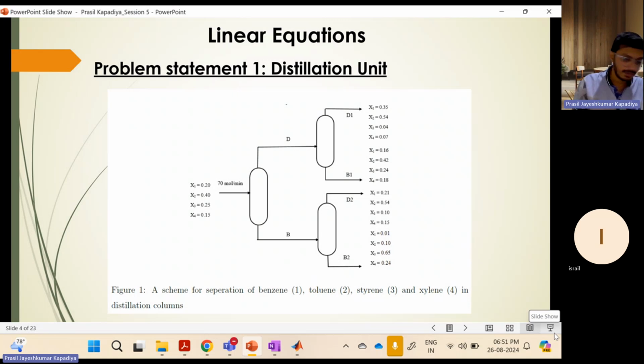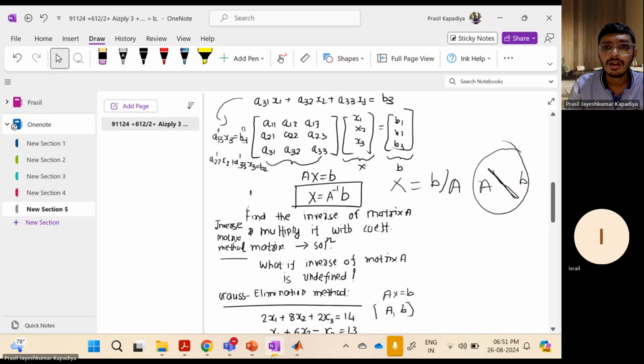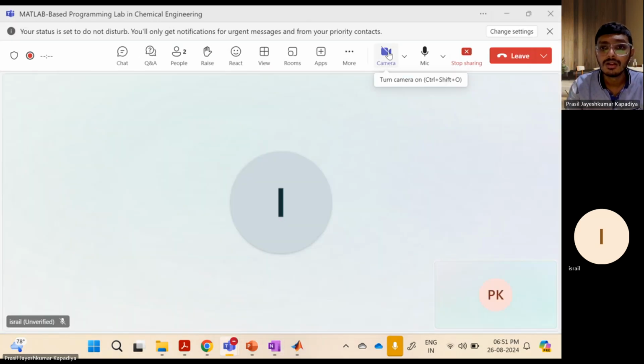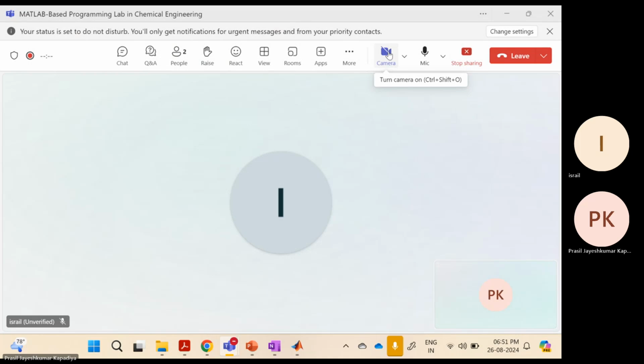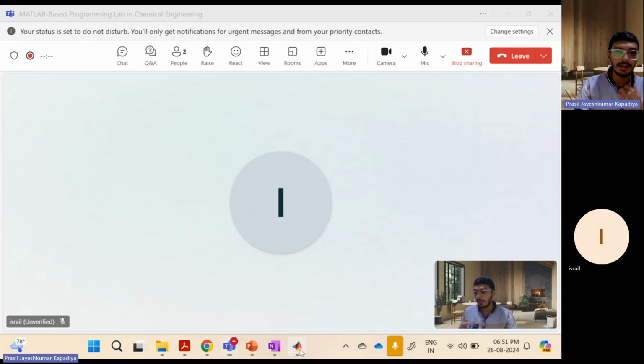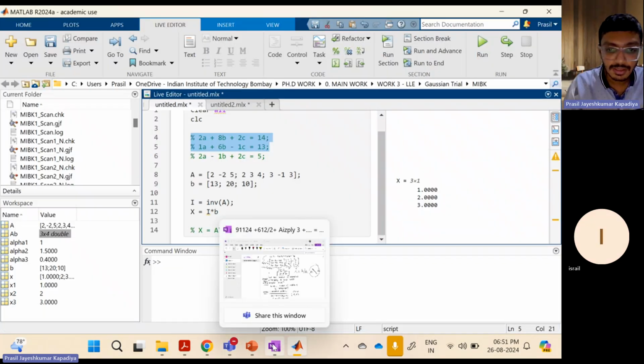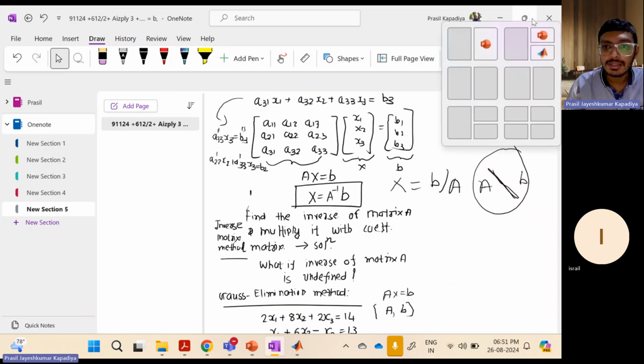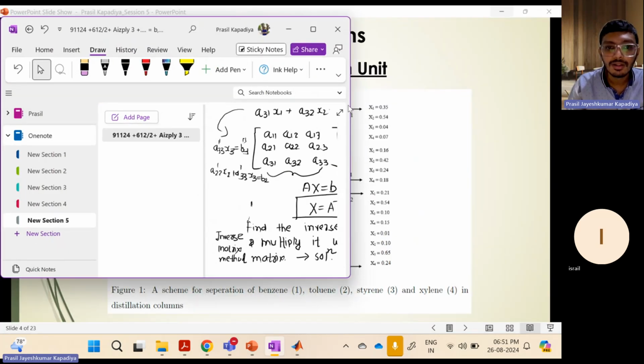Where is my pen? Yeah. So what do we need to do? We need to first write down the mass balance equations. So can I minimize it? Yeah.